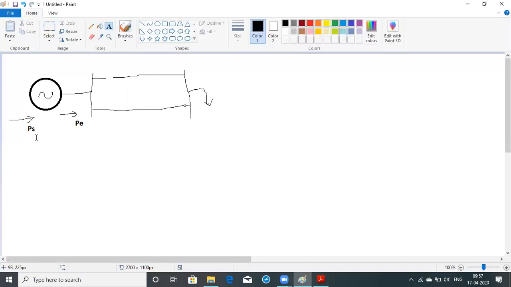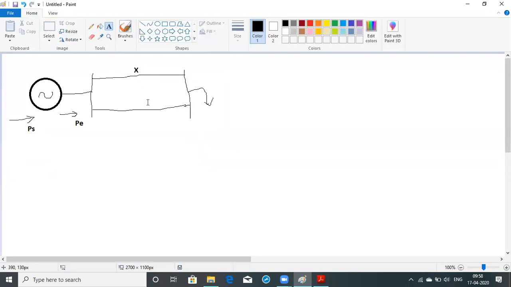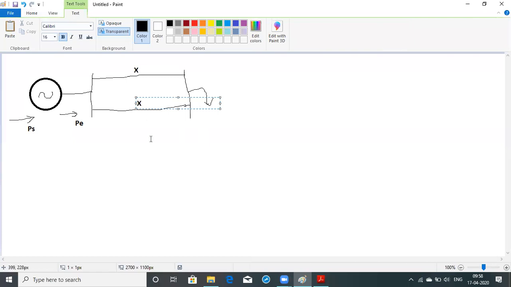PS is the shaft power, or in some textbooks it is notated as PM, the mechanical power, because the shaft power is the mechanical input to a generator and the electrical output comes out of the generator. This electrical output is received by these two transmission lines and given to the infinite bus. We have a reactance here, and the transmission line also has a reactance X.